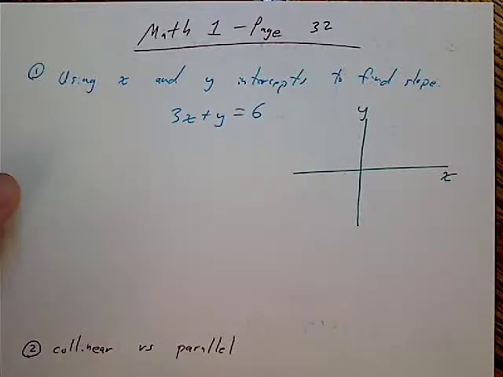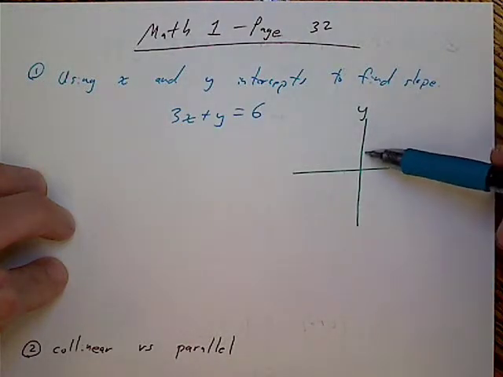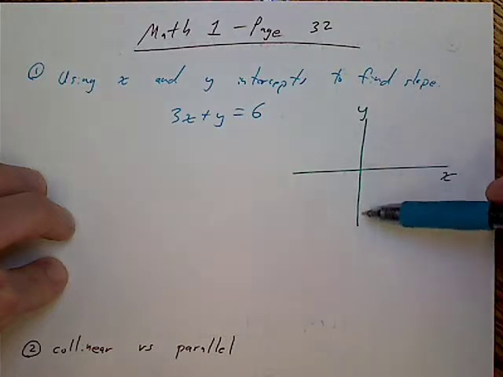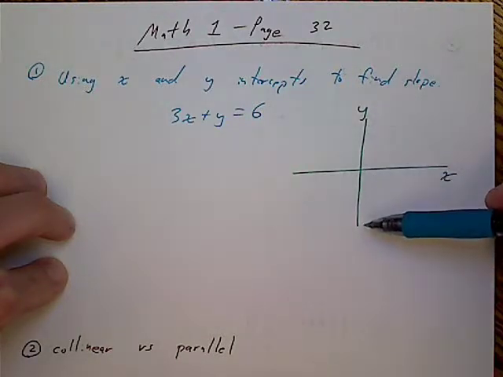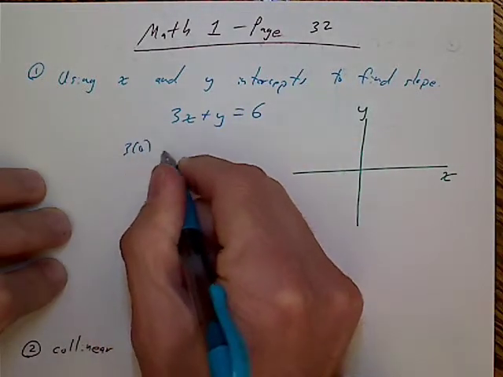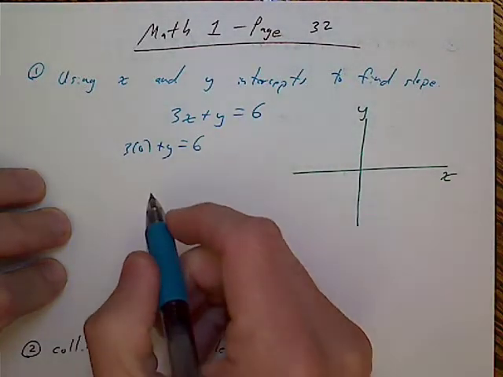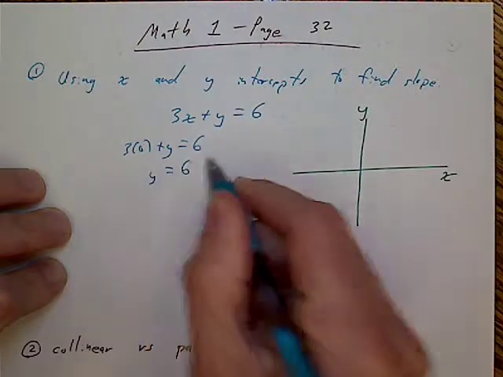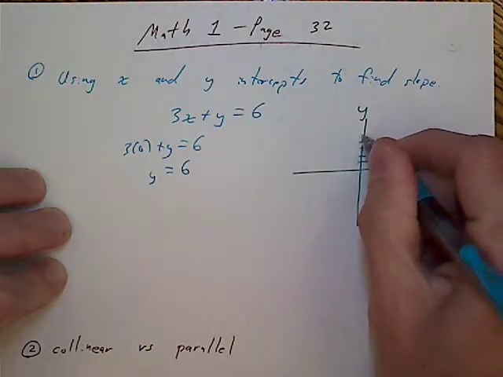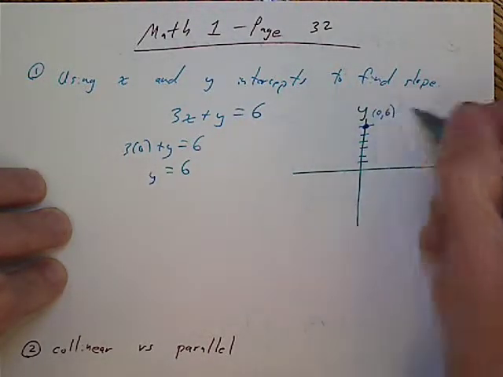Remember, the easiest way to do that, let's take the example 3x plus y equals 6. To find the y-intercept, for any y-intercept, the x value has to be 0. The y-intercept is where the line crosses the y-axis, and at any place on that axis, x has to be 0. So if you just plug in 0 for x, 3 times 0 plus y equals 6. Solve that for y. Clearly we will just get y equals 6. Not too tough. So that's going to be at the point (0, 6).